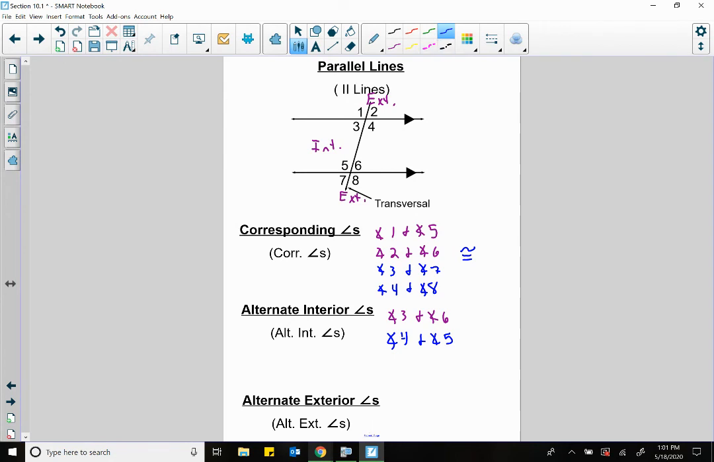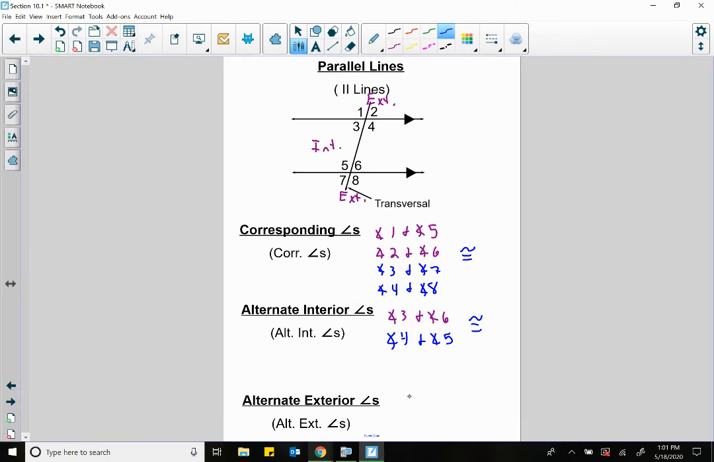Alternate interior, what is special about them? They are also congruent. So whatever angle 3 is, angle 6 must be the same. Whatever angle 4 is, angle 5 must be the same. And then last but not least, as I said, alternate exterior.